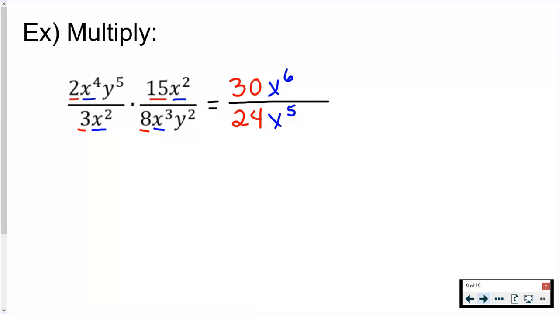And then in the numerator, I just have 1y to the fifth power. And then same in the denominator, I only have one more y. That one is squared. So I just bring those along with me. Now you can start simplifying. So if you have 30 over 24, that can be reduced. Six goes into both of those numbers, so I'm going to divide by 6.